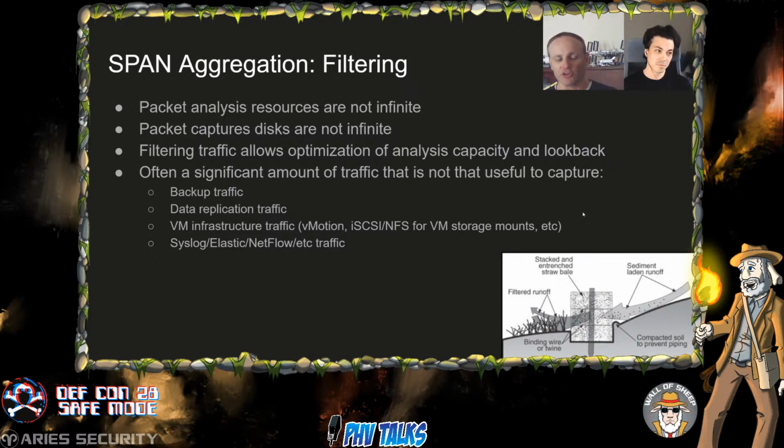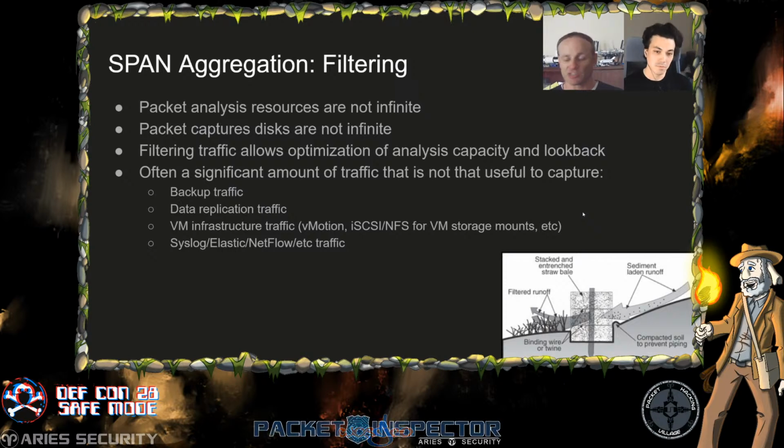Some other good examples are going to be your VM infrastructure traffic. So if you use NFS, for example, to mount your disk that all your VMs use, you typically do not want to span that. It's going to be a massive amount of traffic. Or if you use iSCSI, same thing. vMotion traffic's another one. It's a ton of traffic, and it's just generally not going to be that interesting. And then finally, telemetry data can also consume a ton of bandwidth. So syslog, ELK, Elastic, NetFlow, etc.